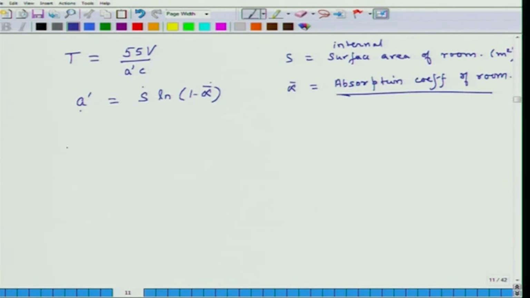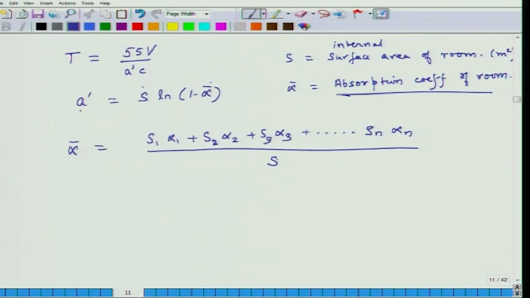But then what is alpha bar? So alpha bar is given by another relationship, S1 alpha 1 plus S2 alpha 2 plus S3 alpha 3, till keep on doing this, over S. So this is the formula where S1, S2, Sn, they are all surface areas of, they are areas of individual surfaces.